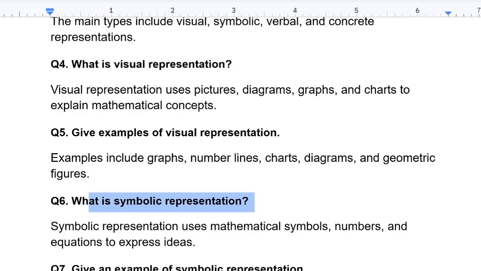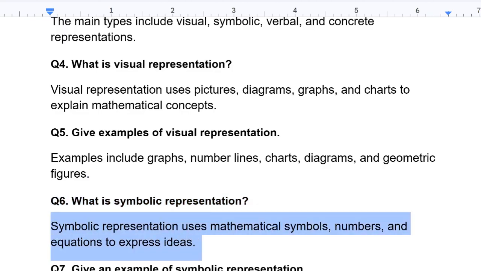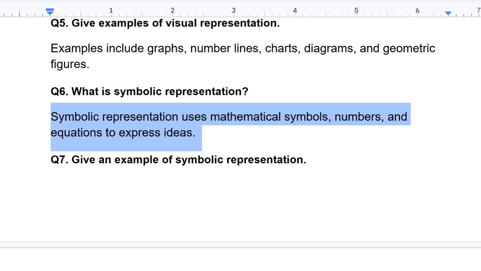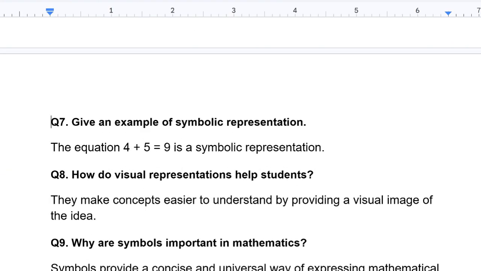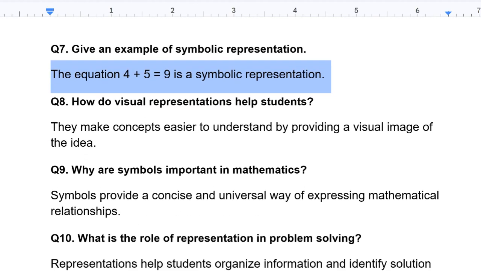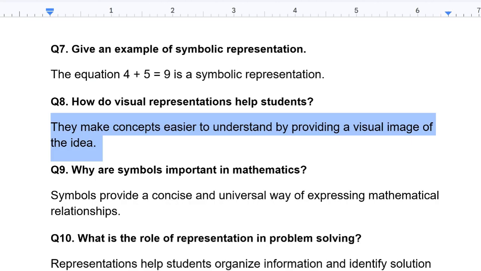What is symbolic representation? Symbolic representation uses mathematical symbols, numbers, and equations to express ideas. Give an example of a symbolic representation. The equation 4 plus 5 equals 9 is a symbolic representation. How do visual representations help a student? They make concepts easier to understand by providing a visual image of the idea.